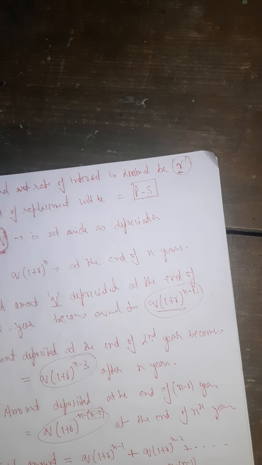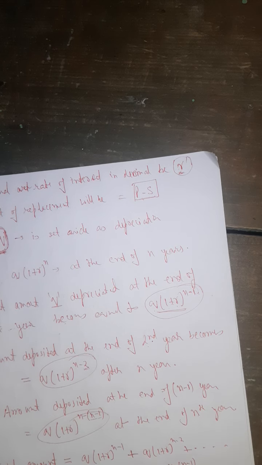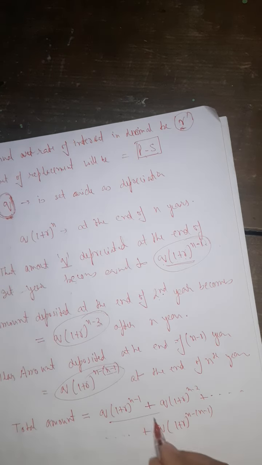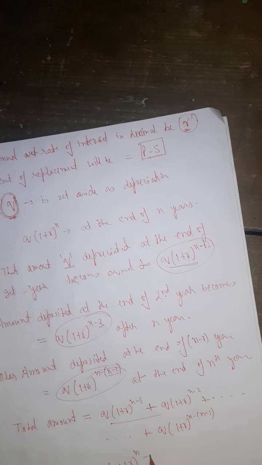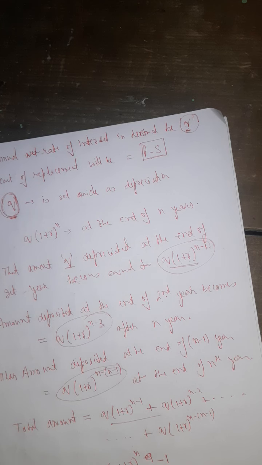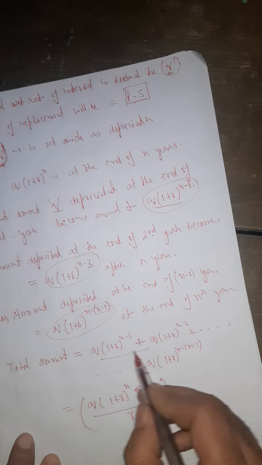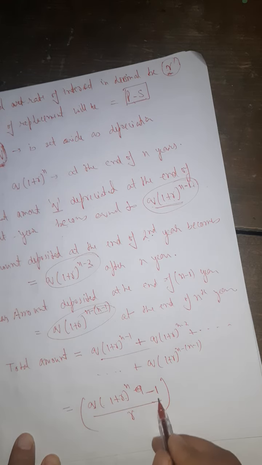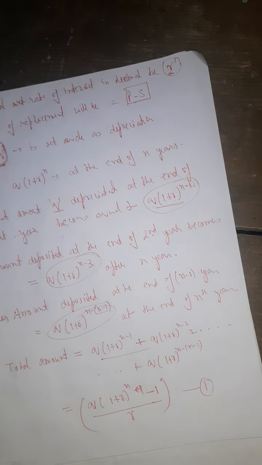So if you see this equation, it is a geometric progression series, and its sum is given by Q into ((1 plus r) raised to power n minus 1) divided by r. Hope it is visible. So this is a geometric progression series, and its sum is Q into ((1 plus r) raised to power n minus 1) whole divided by r. I call this equation number 4.